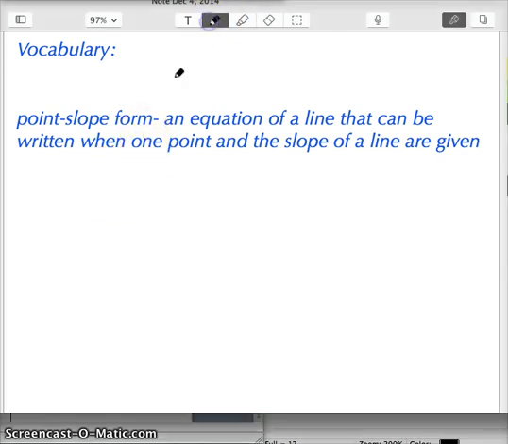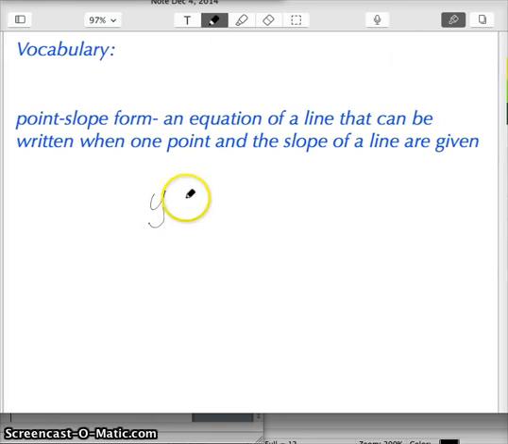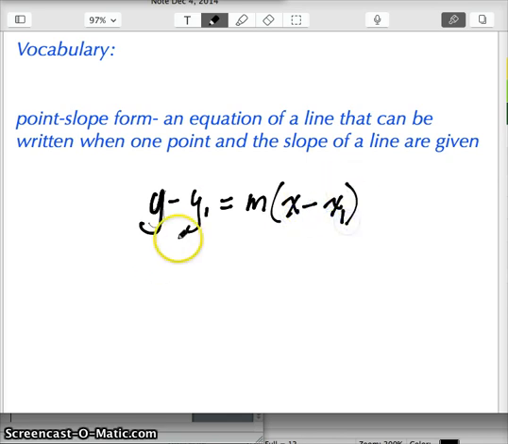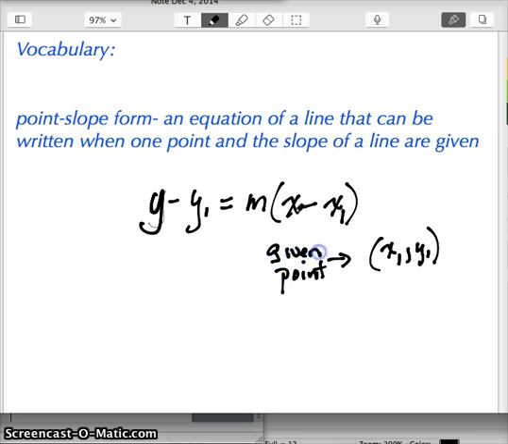Point slope looks like this. y minus y sub 1 is equal to m times x minus x sub 1, right? Where x sub 1 and y sub 1 refers to a point that's given. So that's a given point, right? And then the m is the slope, as it always is. So this is what the form looks like.